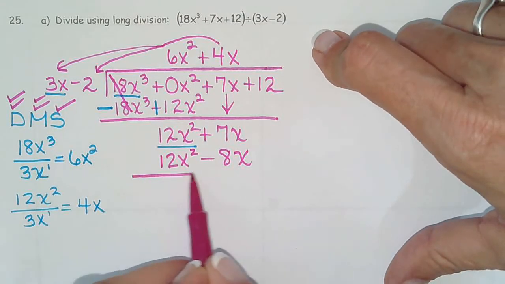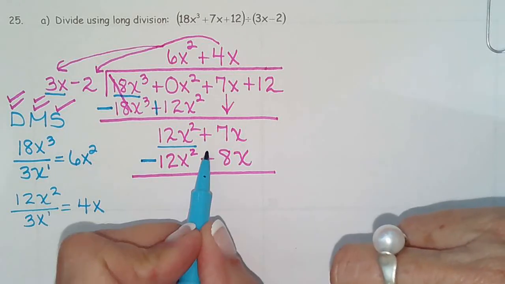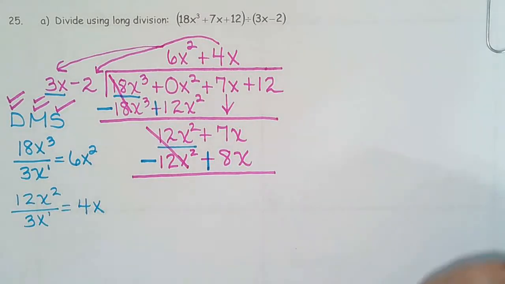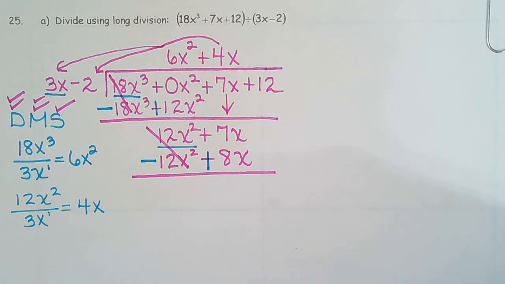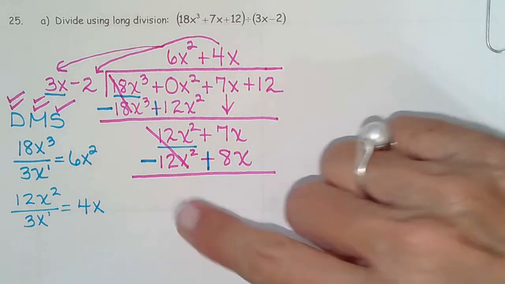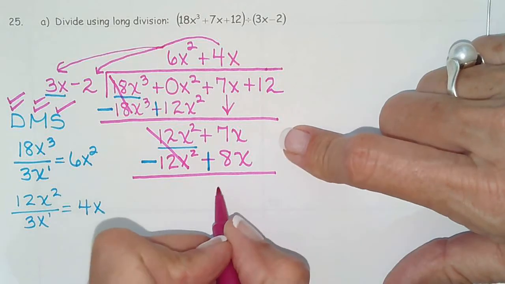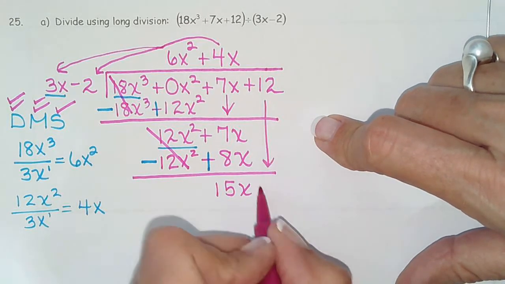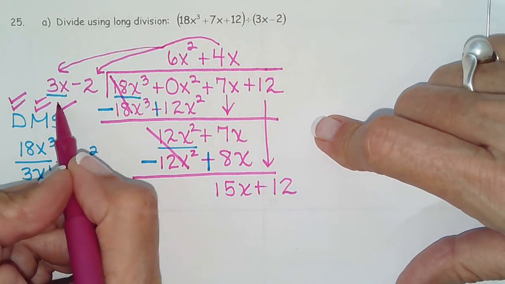Now I draw the line, change the signs. Do the front terms cancel? Yes. So that tells me I'm on the right track. So there's little checks along the way that you'll always be able to tell if you're on the right track. So that's one of them. So now we have 7 plus 8, which is 15x plus 12. So subtraction's done for the second time.